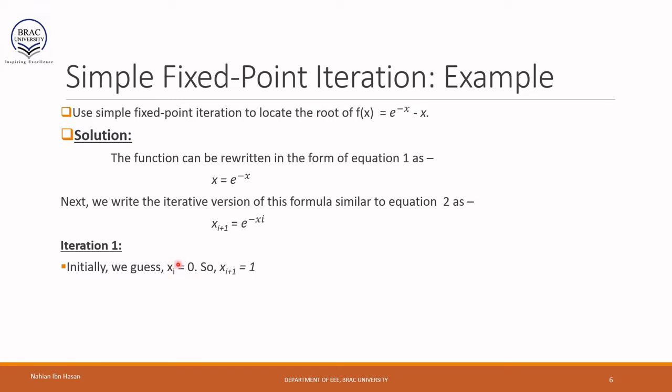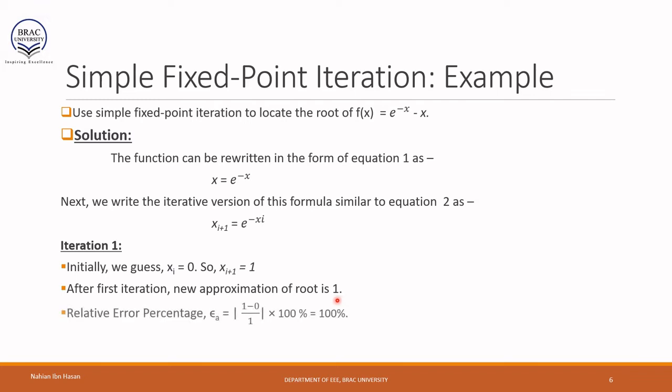Say, for example, we assume our initial value of x i to be 0. If x i equals 0, we insert it into our iterative formula, and it becomes e to the power minus 0, which is 1. That means x i plus 1 equals 1. This is our first approximation of the root in the first iteration. After the first iteration, we get our first approximation of the root, which is 1, and using this new value 1, we find our later approximations in the later iterations.